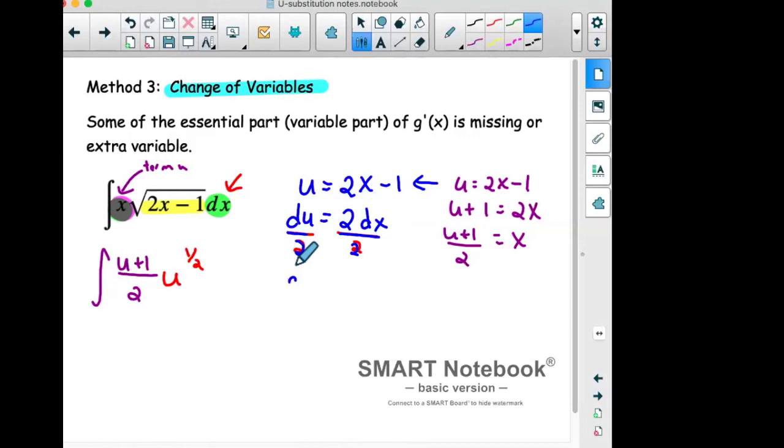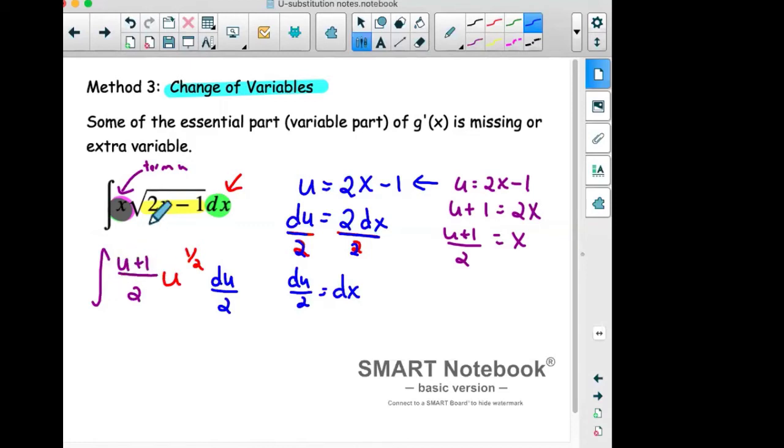And that gives me du over 2 is equal to dx. So I'm going to replace this dx with du over 2. Now, right now at this step, it looks kind of messy, but the key is everything is in terms of u. We've gotten rid of the x variable, and that's what we needed. That's our goal in this change of variable format, is we need to get rid of all the x variables, get everything turned into terms of u.